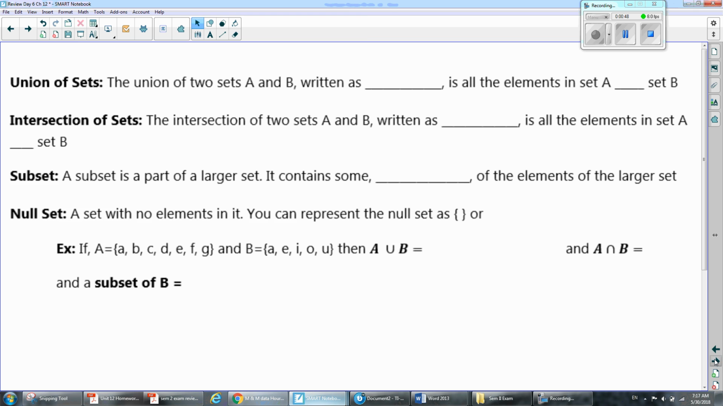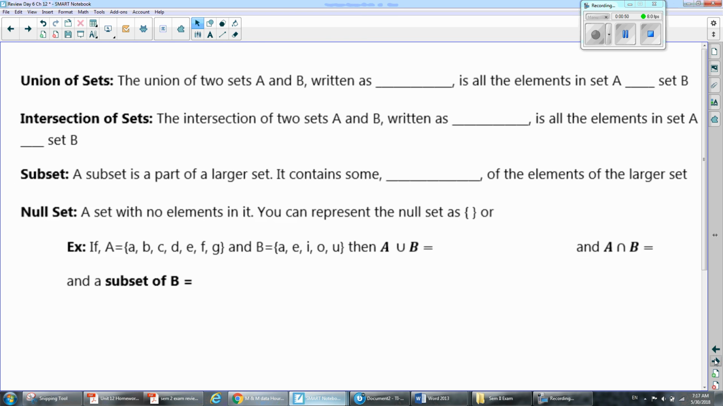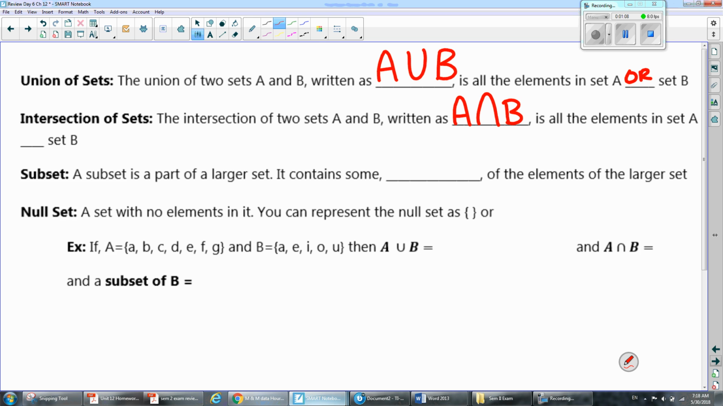Then the union of sets is written as set A union set B, so U for union. That's going to be all of the elements in set A or in set B. But when we talk about the intersection of set A and B, this is all the elements in set A and set B. This is the overlap. This is what they have in common.